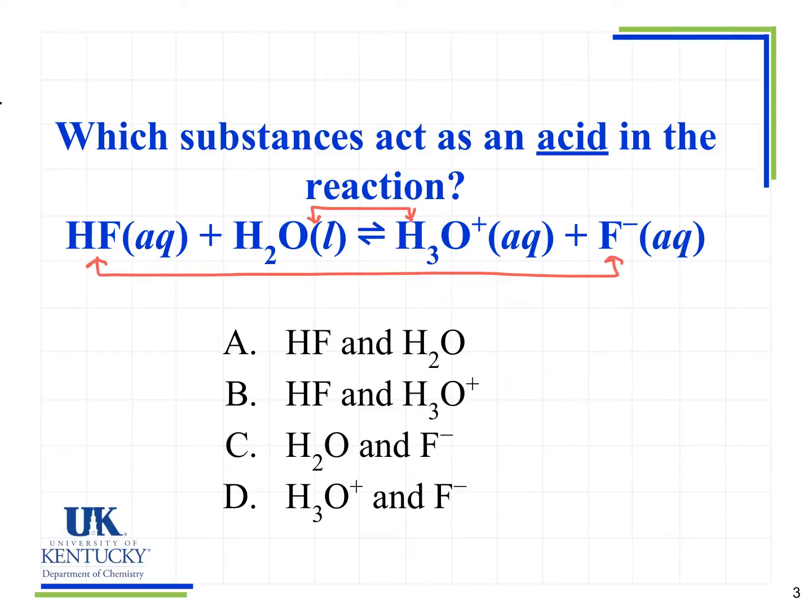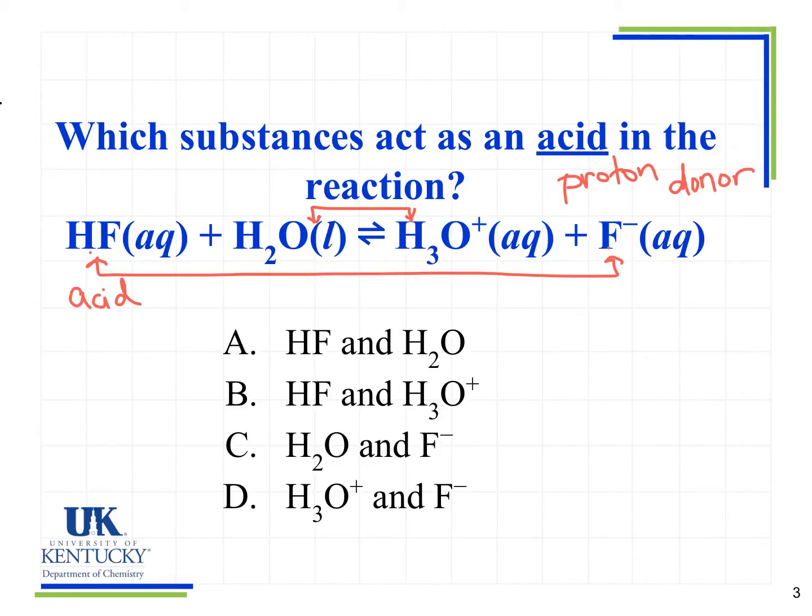And then we want to say, well, which substances are acting as an acid? So which substances are acting as a proton donor? So which things are giving up a proton? So when I look from HF to F minus, I know that HF is giving up a proton because it's losing that proton as I go from HF to F minus. So I know HF will be an acid.